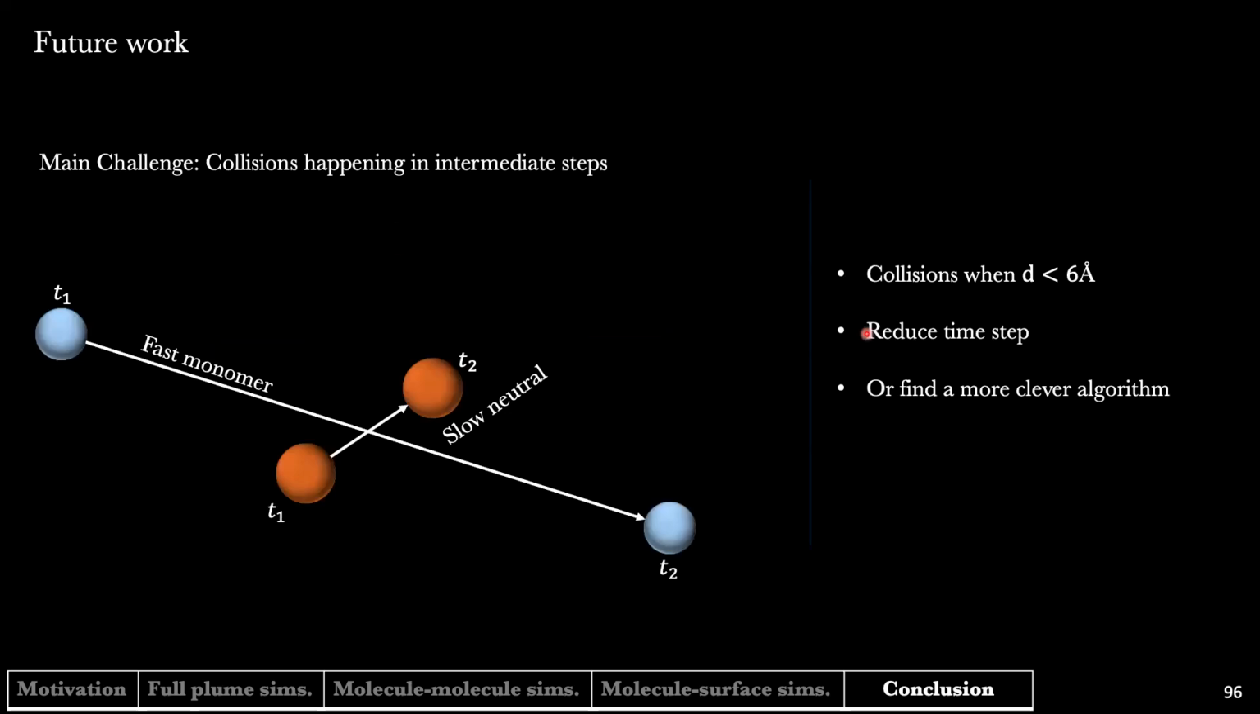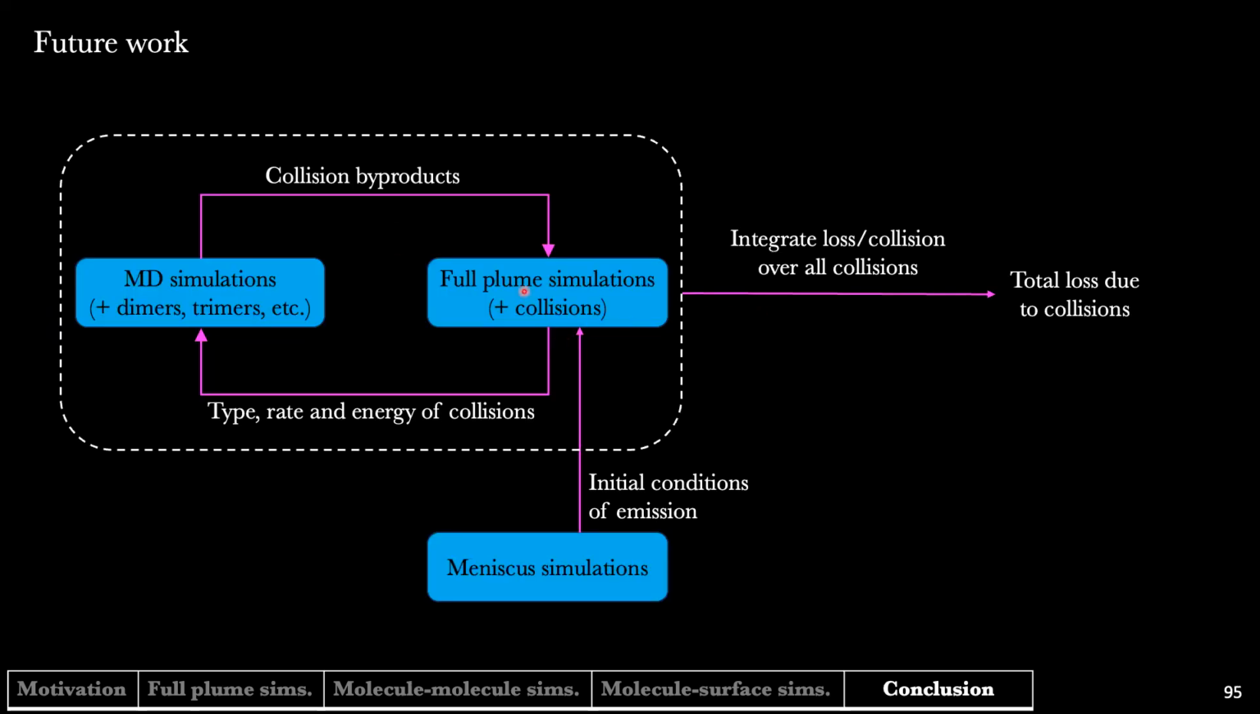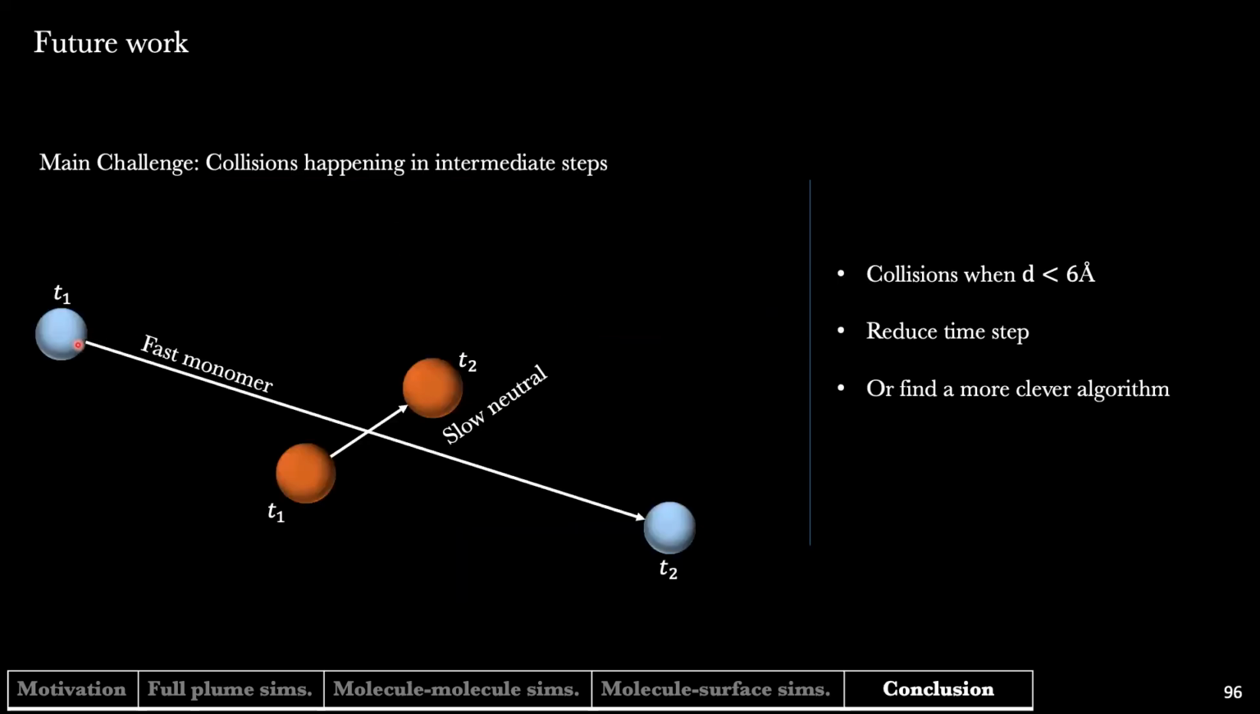And one challenge in including the collisions in the plume simulations is that we have very fast particles. So if we check the collisions at time t1, there is no collision. And then if you check the collisions at time t2, there is also no collision. So here the collisions happen in the intermediate steps. So we have to take this into consideration to implement our collision detection algorithm.